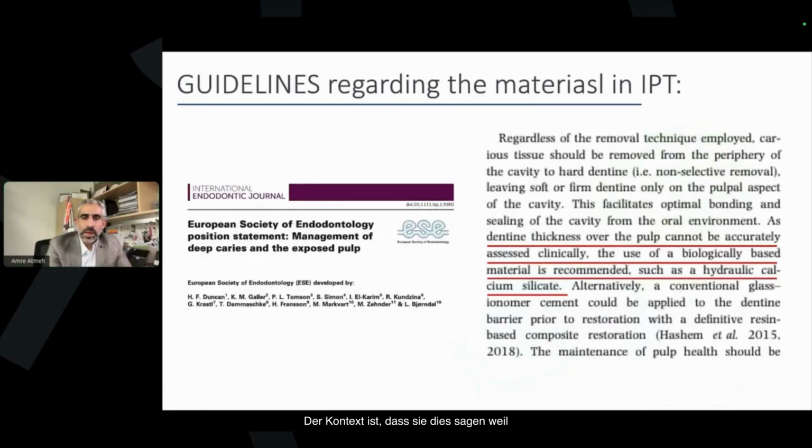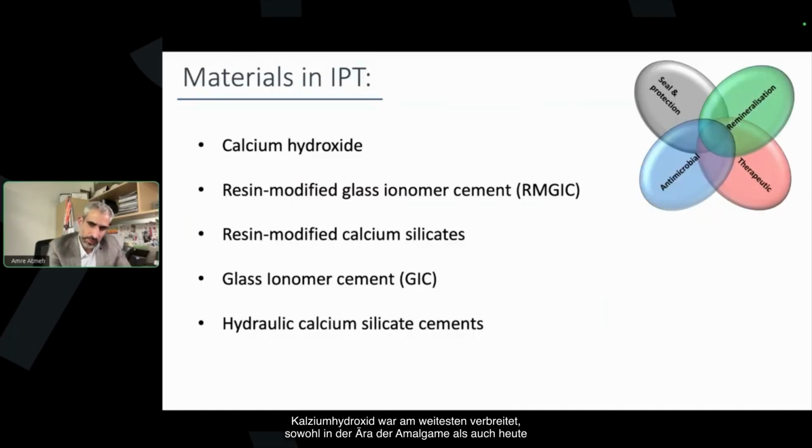And again, back to the ESE guidelines for the management of deep caries. Their recommendation, and I will read it here, was that as dentine thickness over the pulp cannot be accurately assessed clinically, the use of biologically based material is recommended, such as hydraulic calcium silicates. Now, the context here is that sometimes you're not able to distinguish whether you're placing the material as direct or indirect, so you need this kind of material. But the role is actually more than that, and that's what I will explain to you in the coming slides.